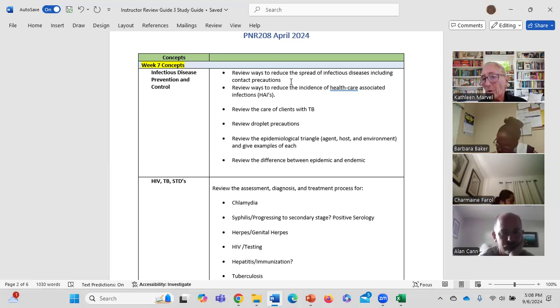Versus the other example I gave, a high school with healthy kids. It may be COVID, but the host is a healthy kid and the environment is the high school. They may be much less affected or get less sick than, say, an elderly person, where just simply being elderly puts you at risk in a long-term care facility. So just be able to identify what the agent is, what the host is, and what the environment is.